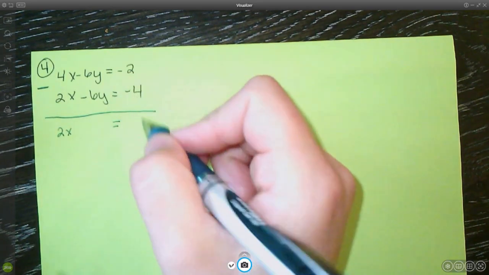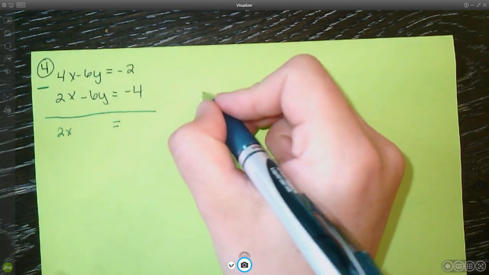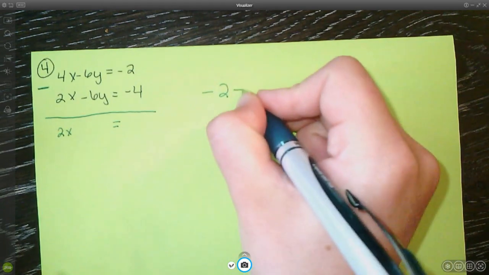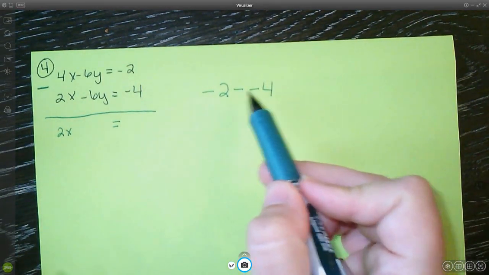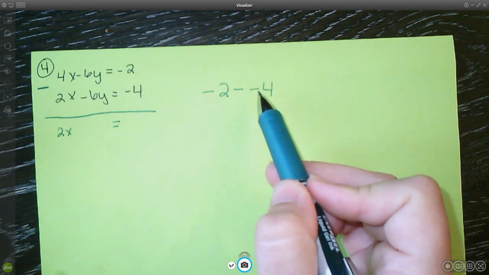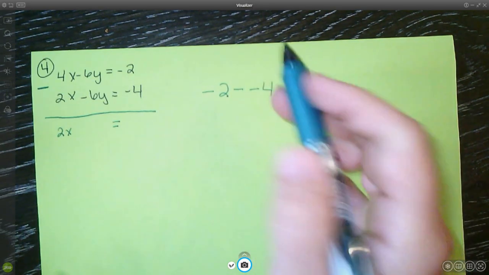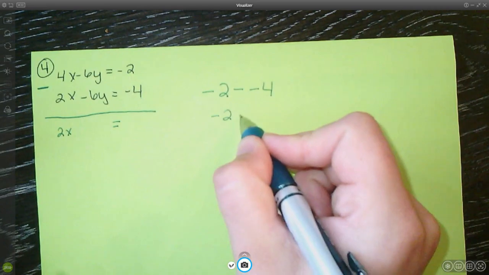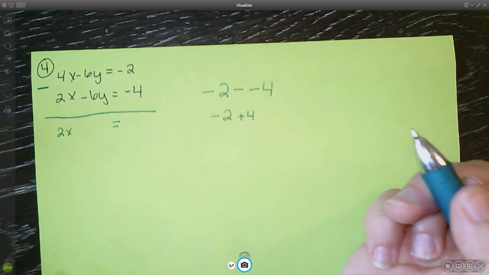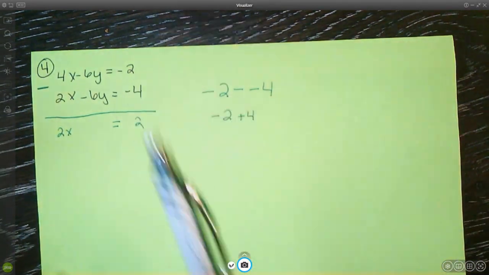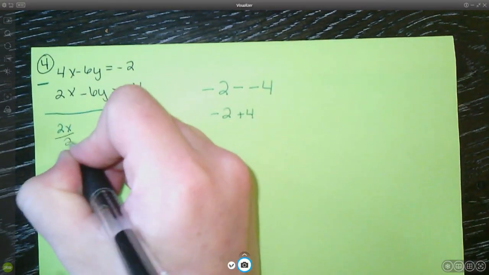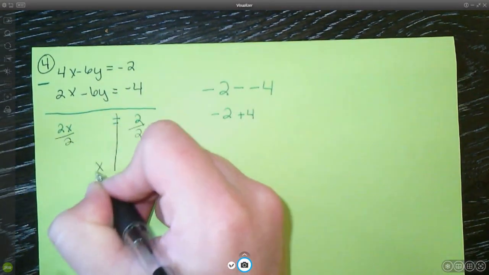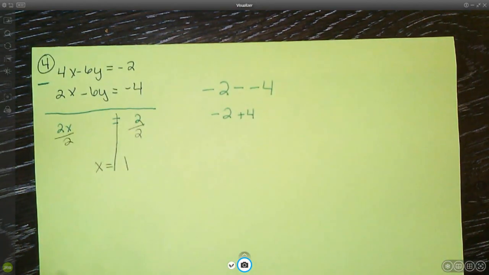Equals, okay, so now we have a negative 2 minus a negative 4. Don't forget, if you have minus a negative, it's the same as in English. If you have a double negative, it becomes positive. So negative 2 plus 4 gives us 2. Draw the line down the middle. Divide both sides by 2. End up with x equals 1.